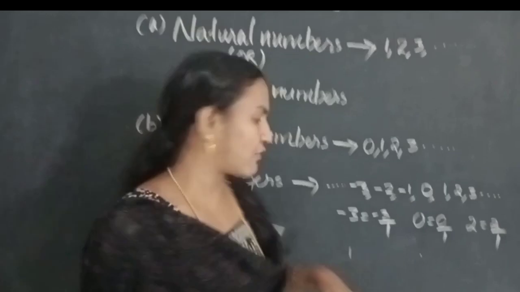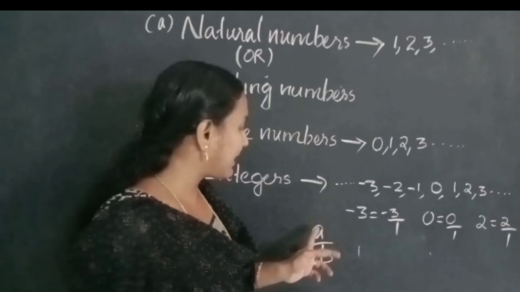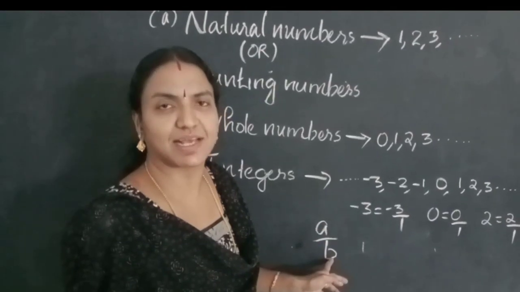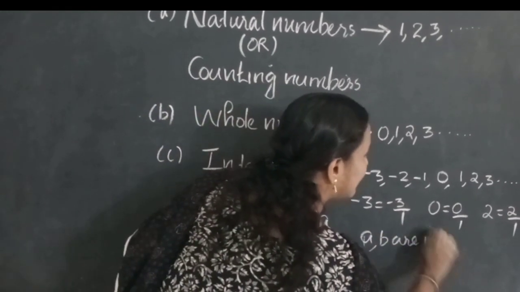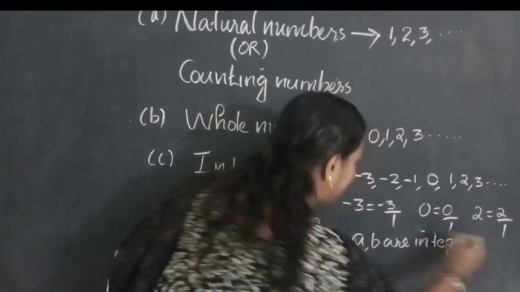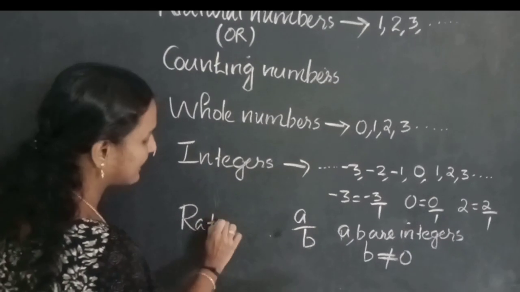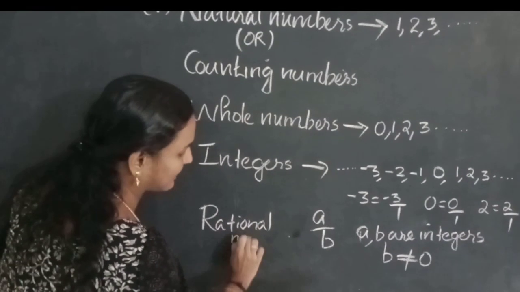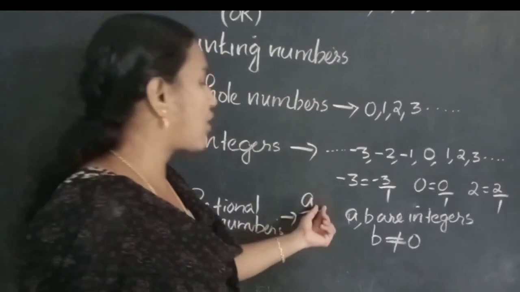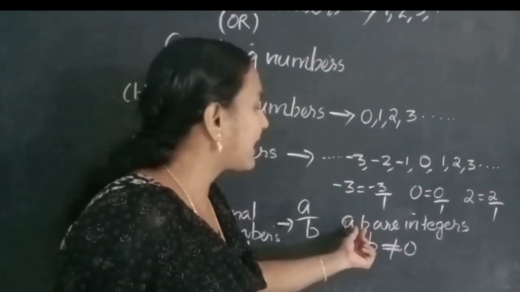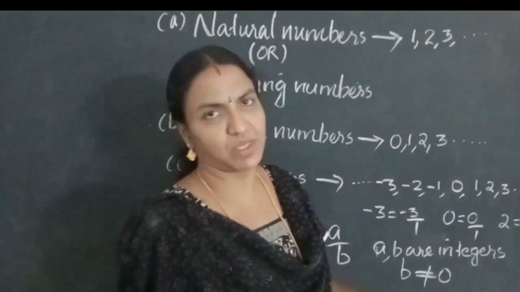Rational numbers can be written in the form A divided by B, where A and B are integers and the denominator B is not equal to 0. Rational numbers, for first chapter. Rational numbers are of the form A divided by B, where A and B are integers and B is not equal to 0.